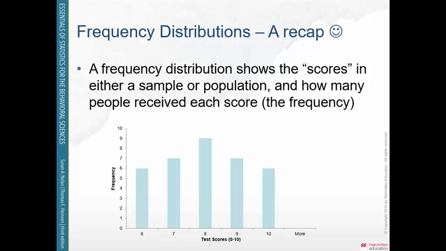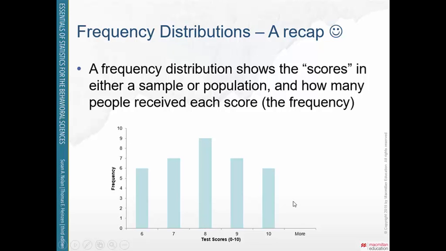We already talked about this, but frequency distributions, just to recap, are a way to show all the scores in either a sample or population and how many people received each score. In this case, this is a frequency distribution. We've got test scores here. The lowest score someone received was a 6. The highest score is a 10. And frequency on the y-axis, so we have 6 people receiving a score of 6, 7 people obtaining a score of 7, 9 people obtaining a score of 8, and so on.